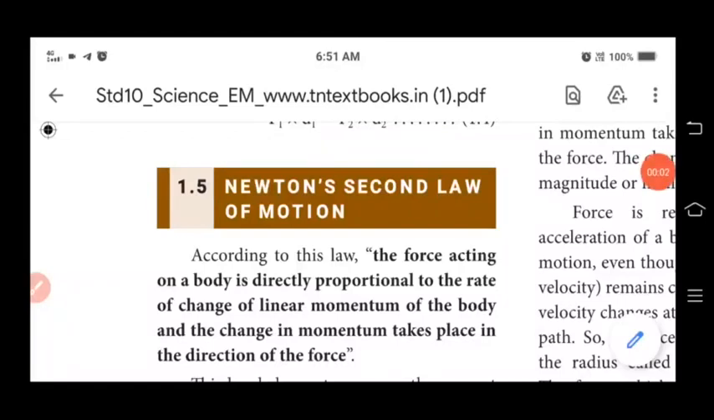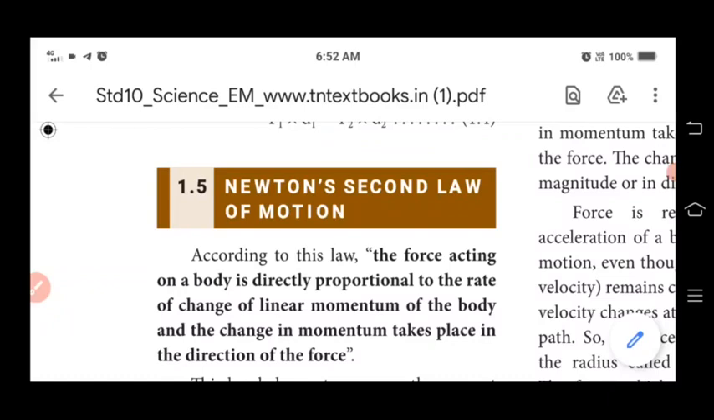Good afternoon, students. Now we are learning our first lesson, laws of motion. Students, in our last online class, we saw about Newton's second law of motion. Students, you know that Newton's second law is also known as the law of force, because it is used to measure the magnitude of force. Magnitude is nothing but value.